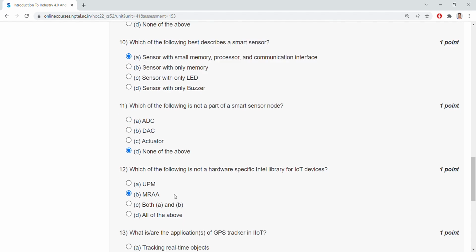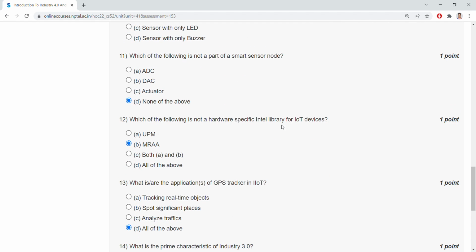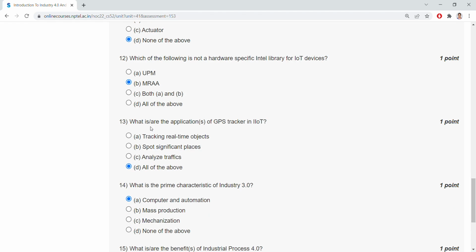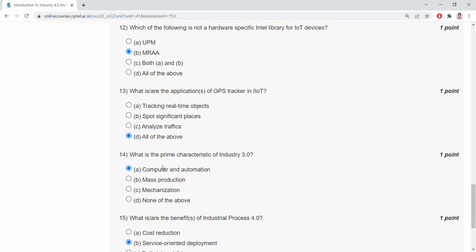Which of the following is not a hardware specific Intel library for IoT devices? MRAA. And which are the applications of GPS tracker in IIoT? So tracking real-time objects, spot significant places, and analyze traffics. All the above are the applications of GPS tracker in IIoT.